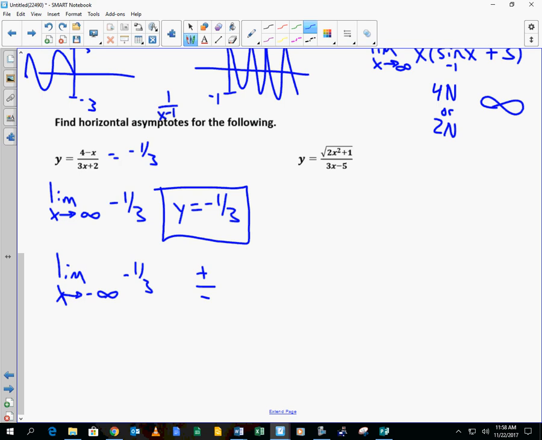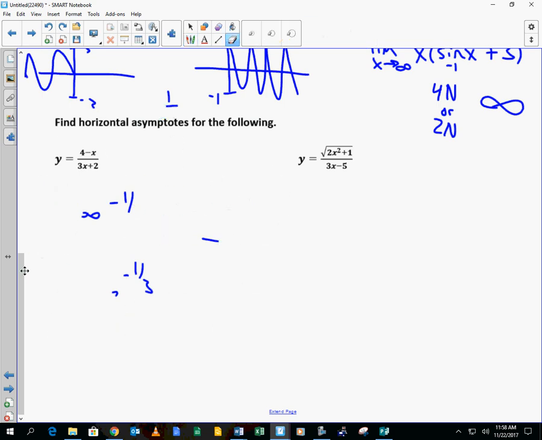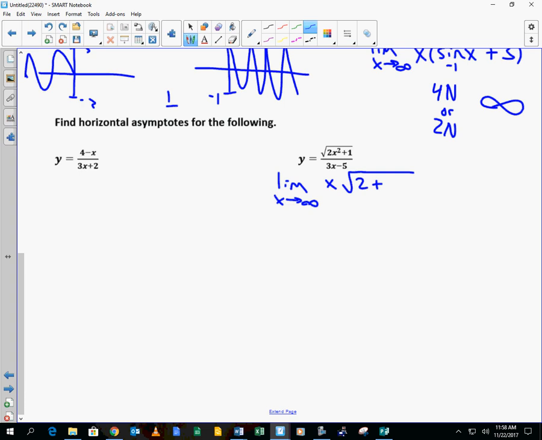This is slightly different. Let's try to find the limit here. Limit as x goes to infinity. What do I take out of the top? And I get an x out front, root of 2 plus 1 over x squared. What do you take out of the bottom? And you get 3 minus 5 over x. Okay. Those cancel. These go to 0. What's the limit? Go to root 2 over 3.